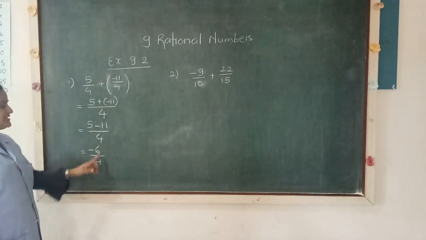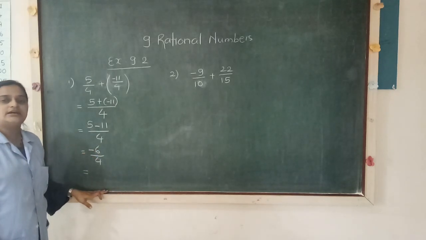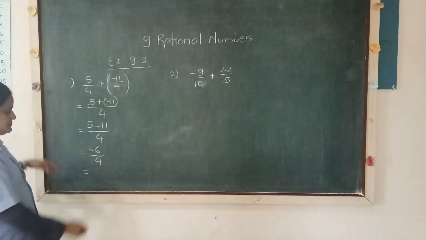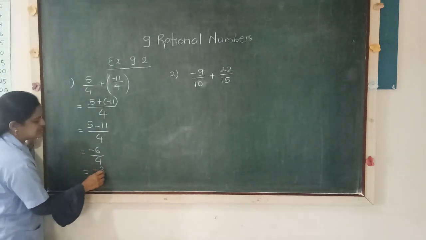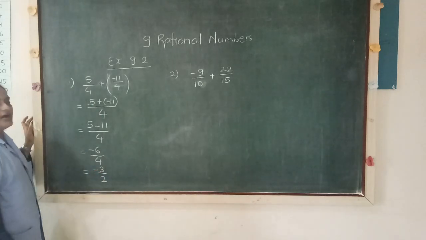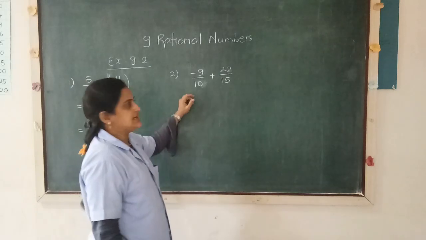Now this is not the standard form of a rational number. We should always write the answer in the standard form of a rational number. Both of these are further divisible by 2, and so the answer will be minus 3 upon 2. Is that clear? Now let us see the second example.